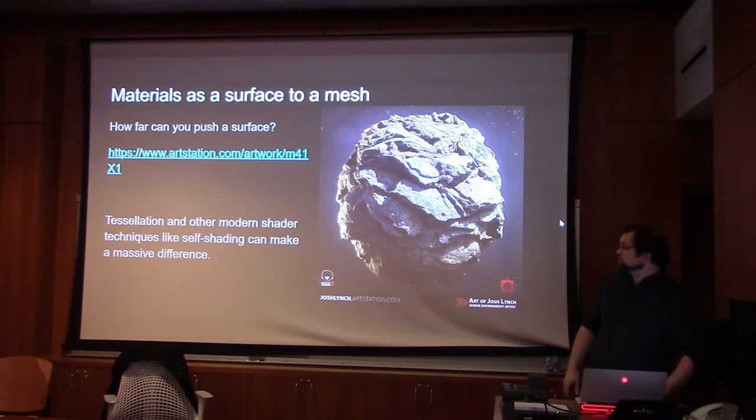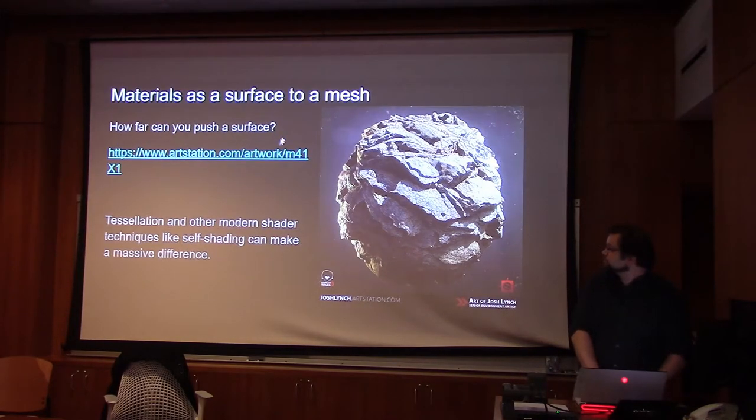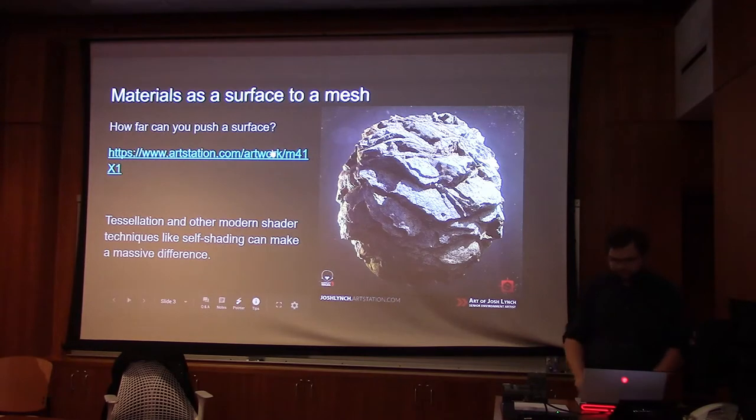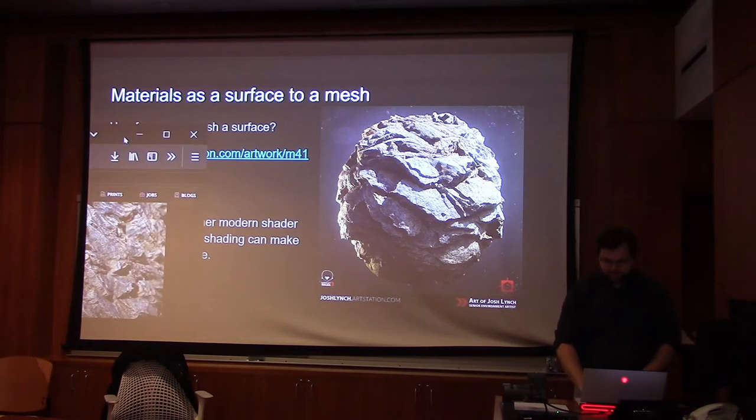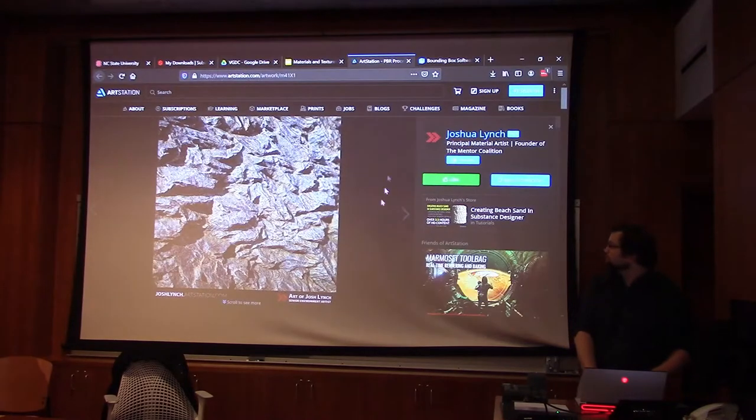So materials have changed a lot since I first downloaded Unity back in middle school. A lot. So things like this are basically a single sphere that has tessellation applied and a height map. And this way, textures are kind of replacing modeling to some degree, at least at certain detail levels. And we'll go ahead and take a quick look at this. ArtStation, by the way, if you haven't heard of it, is a wonderful website to take a look at different materials, artworks, 3D work. And this is made by Joshua Lynch.